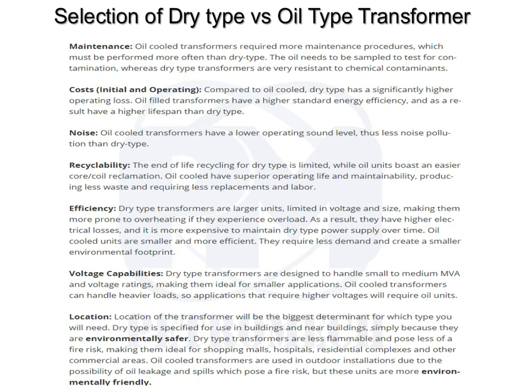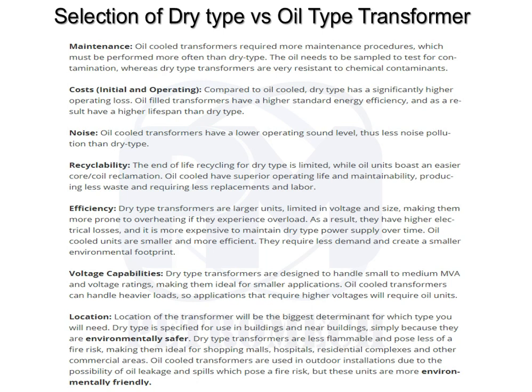Location of the transformer will be the biggest determinant for which type you will need. It's a very important point I would like to highlight here. If you see the National Building Code 2016 regulations, there are restrictions and clear guidance on selecting and installing the transformer, whether it's an oil type or a dry type transformer. So while selecting the transformer, we have to go by the local authority codes and regulations.